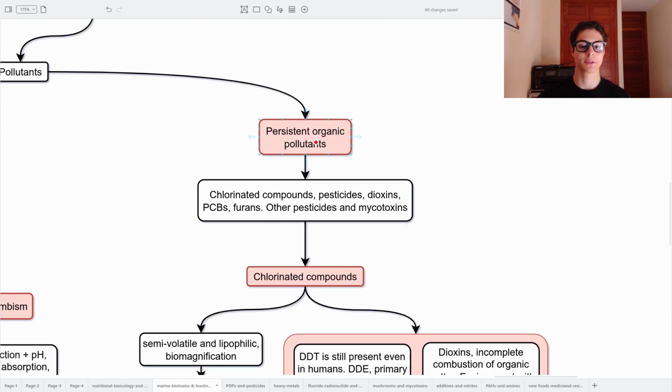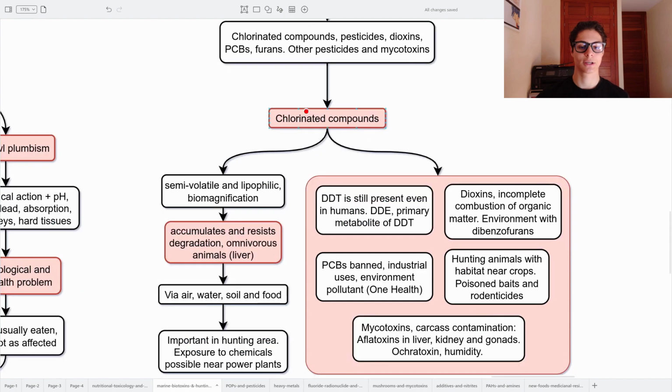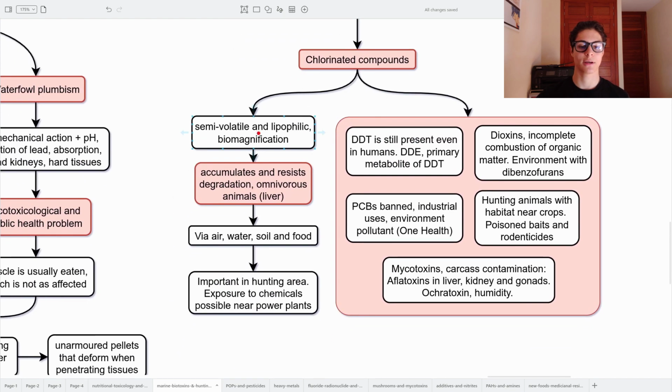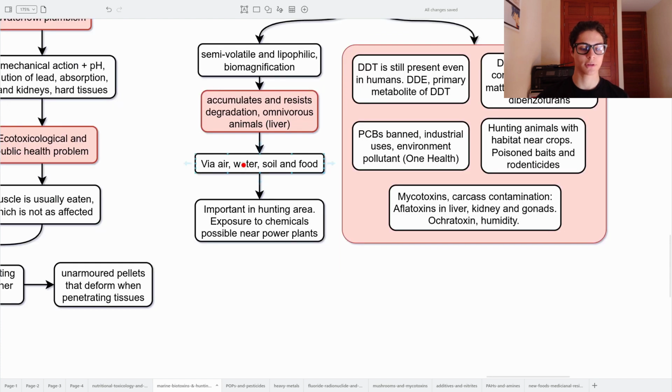Then we have to talk about persistent organic pollutants. These are chlorinated compounds, pesticides, dioxins, polychlorinated biphenyls, furans, and other pesticides and mycotoxins. We will take a look at them in more detail in the next videos. So the chlorinated compounds, they are semi-volatile and lipophilic. They suffer a very high biomagnification in the environment and in the animals. It accumulates and resists degradation, and they affect mainly omnivorous animals. They accumulate in the liver. Their diffusion is through air, water, soil, and even food.